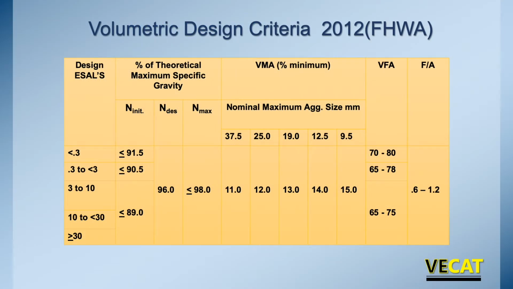Here is another FHWA design criteria. This talks about basically your minimum VMAs, VFAs, and FA ratios.